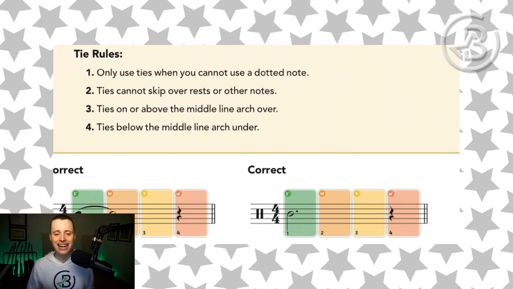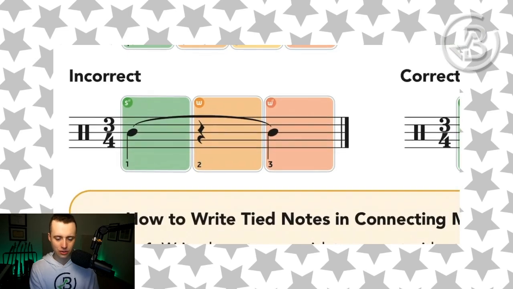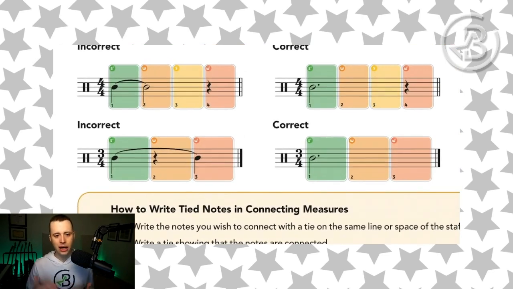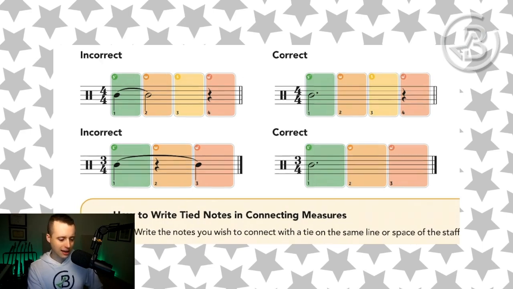Now, ties cannot skip over rests. So you cannot tie a note to another note and skip over a rest. And remember that ties on or above line 3 of the staff arch over, whereas ties below line 3 of the staff arch under. So let's unpack some of these correct and incorrect examples.